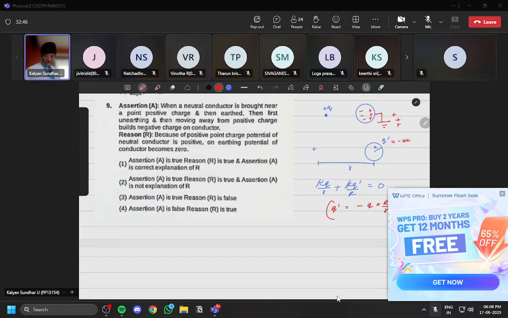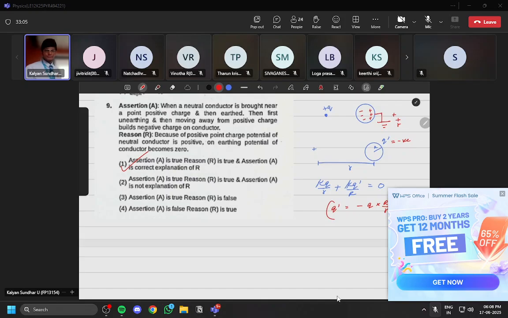Right. So what is the reason? Because the point charge on a neutral conductor is positive. On earthing, the potential of the conductor becomes zero. So this is the correct assertion, and the reason is the correct explanation for this. So the answer will be yes.